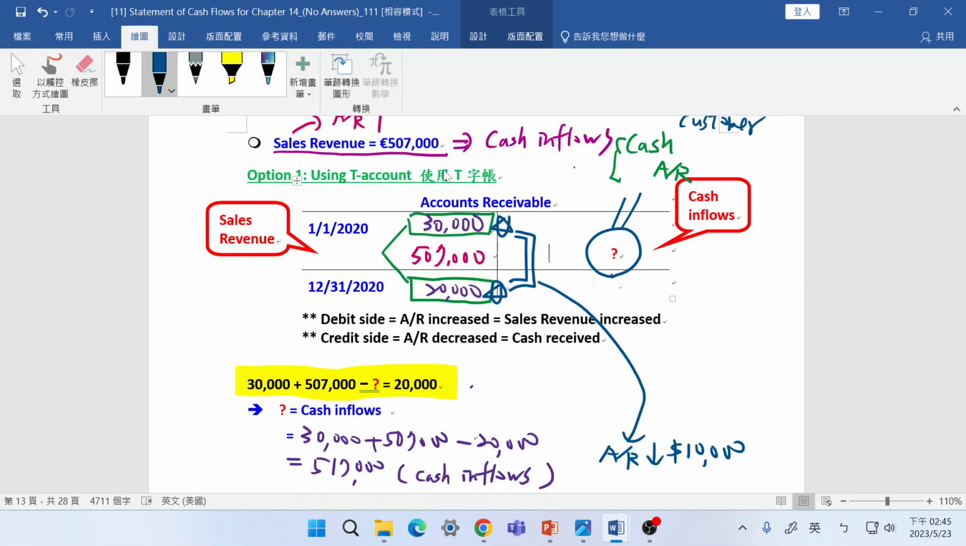At the beginning, they owed you $30,000. After the whole year, they owe you less. When customers owe you less, what does it mean? They paid more cash back to you, right? Do you understand? If at the beginning, first day, I owe you $30,000, and after a whole year I just owe you $20,000, what does that mean? I paid money back to you, right? How much? $10,000.